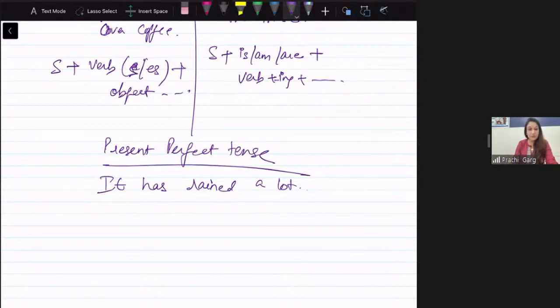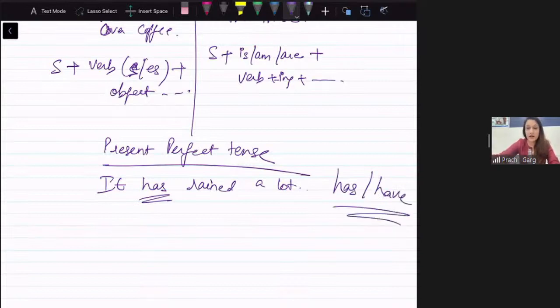So present perfect is used at this time, right? Now let's look at another example of present perfect, because this way I will also tell you how to use has and have. The use of has and have is very important because half of the people don't know when to use has or when to use have, right? Has is used with the singular subject and have is used with the plural subject, right? It has rained a lot is singular. We're talking about rain. Rain is not plural. Rain is a singular subject.